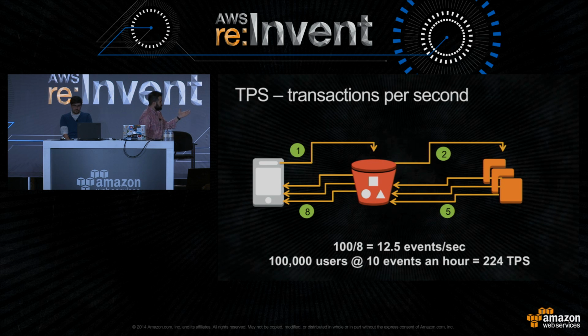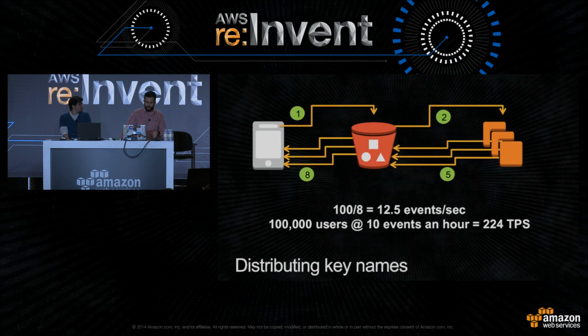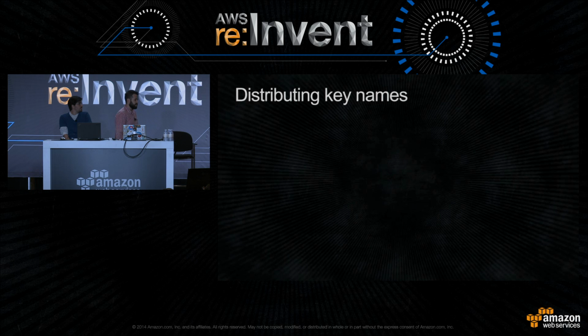And when your application reaches something like 100,000 users at 10 events per hour, you would require from your bucket 224 TPS. Whoa. That's time to think about, review your naming scheme, and make sure that everything is correctly set up. And that's where the previous slide where I pointed you to the public documentation that we have on the AWS website comes in handy, right? So let's talk about distributing your key names.